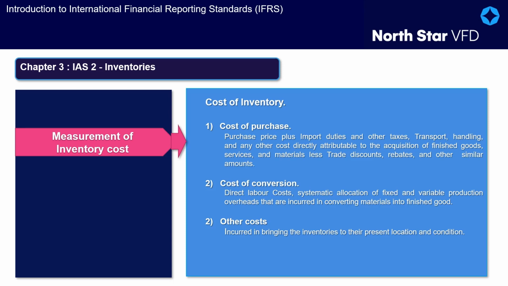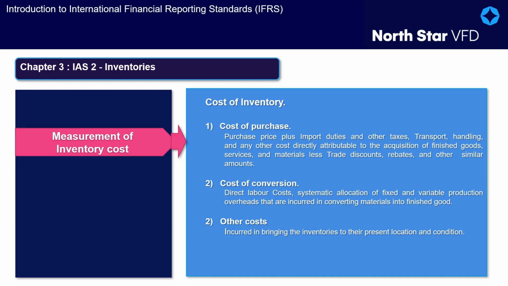Other costs. Other costs are included in the cost of inventories only to the extent that they are incurred in bringing the inventories to their present location and condition. For example, it may be appropriate to include non-production overheads or the costs of designing products for specific customers in the cost of inventories. It will be prudent to note that some of the costs are excluded from inventory.